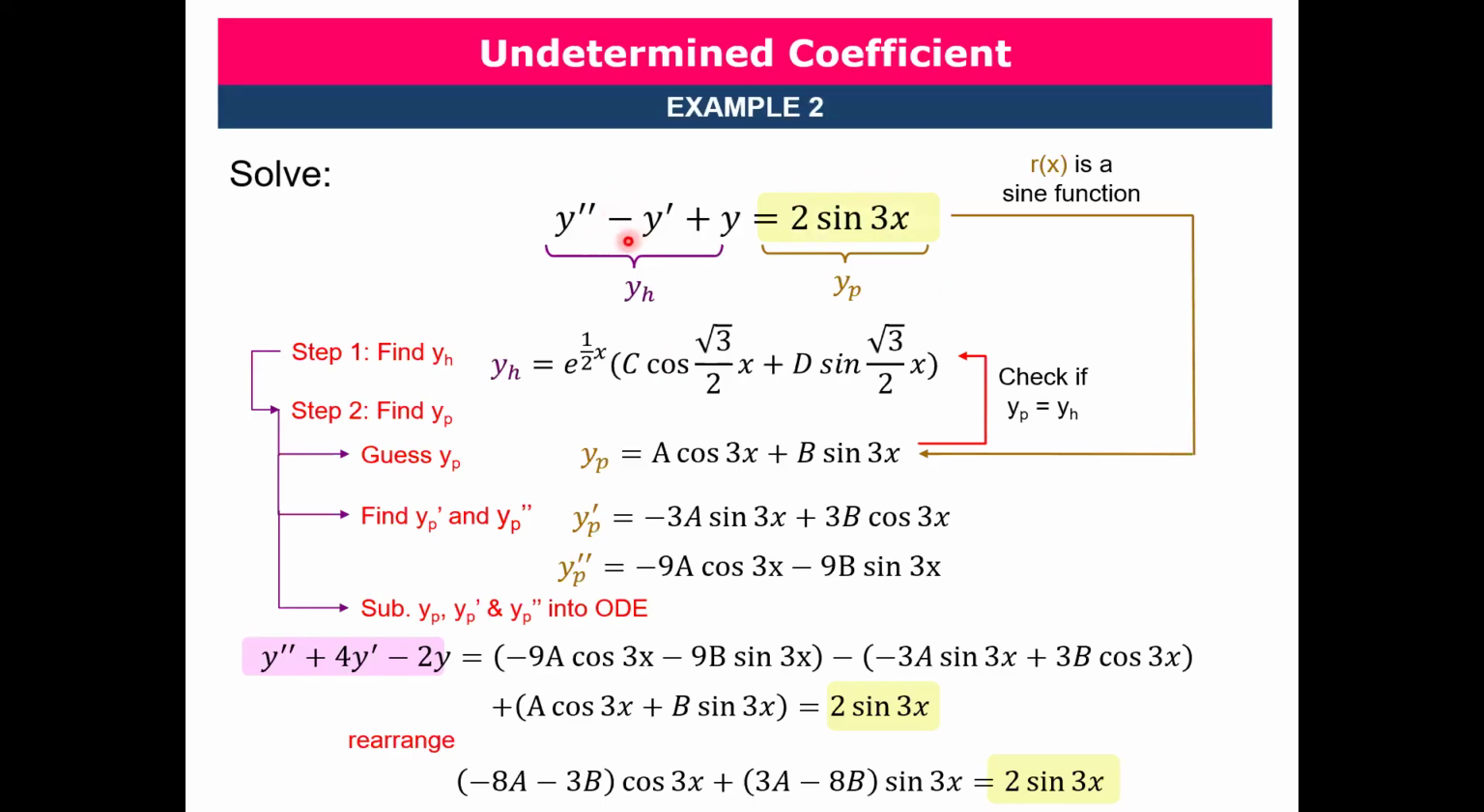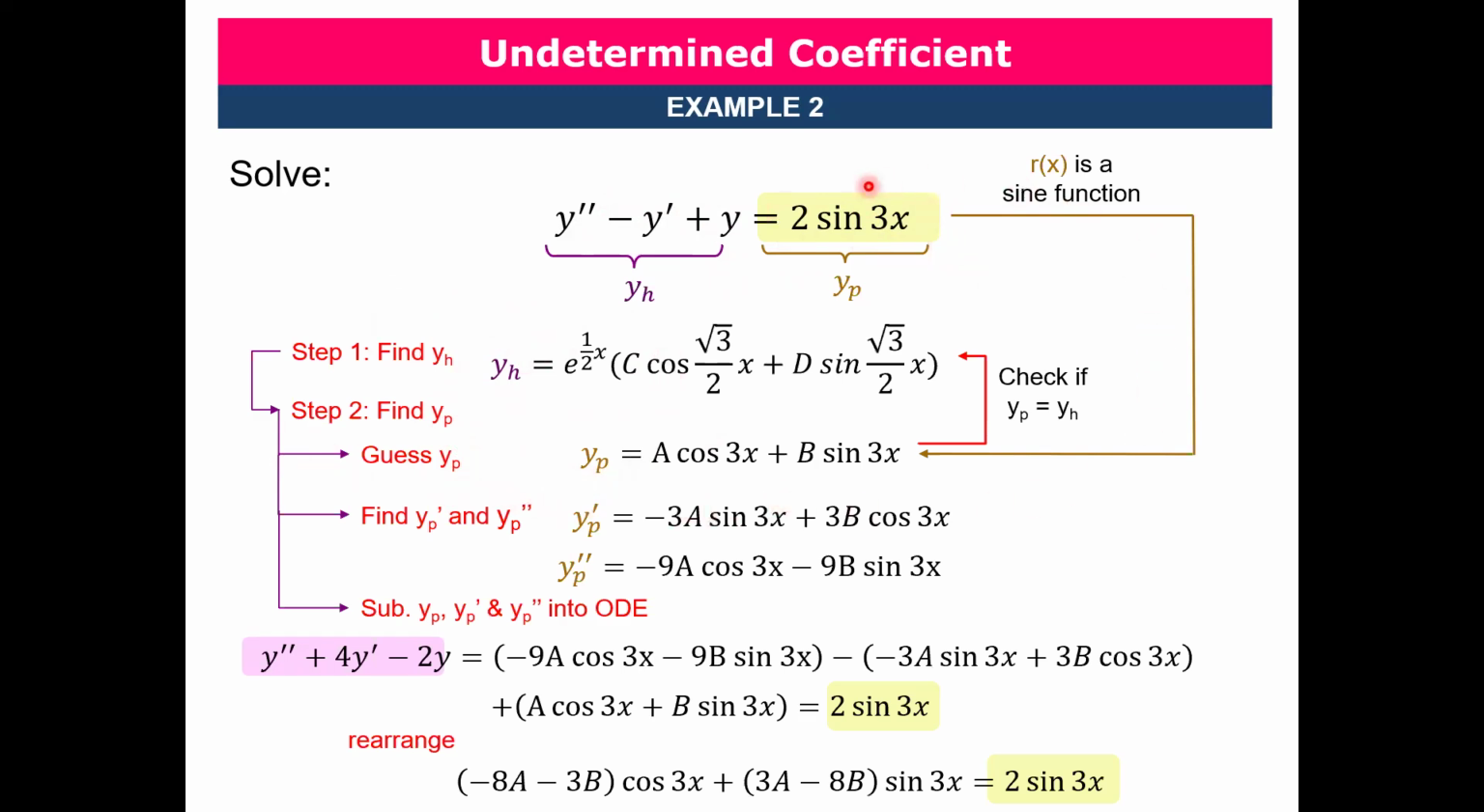So y double prime minus y prime plus y equals 2 sine 3x. First step is to find the YH. This is the equation for YH. And we have to find YP. The first step to find YP is to do assumption or guessing.